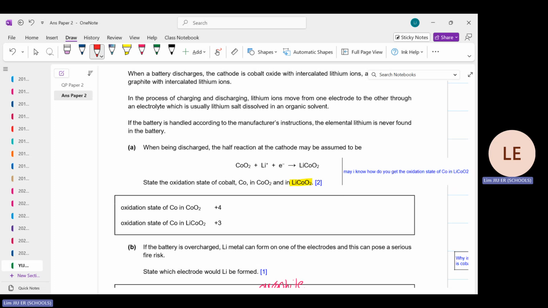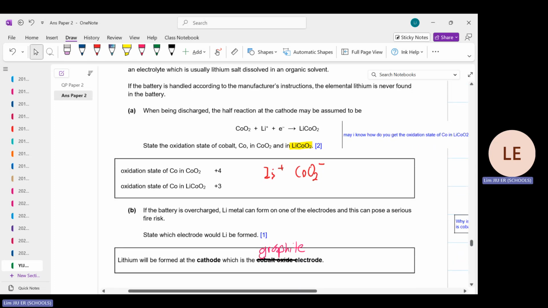But if I have LiCoO2, what do I have then? Li will have a positive charge of +1. Okay, my Li will be +1. Then my CoO2, oh sorry, too many big C's. CoO2 will then become your minus, and from there, you will get your +3.